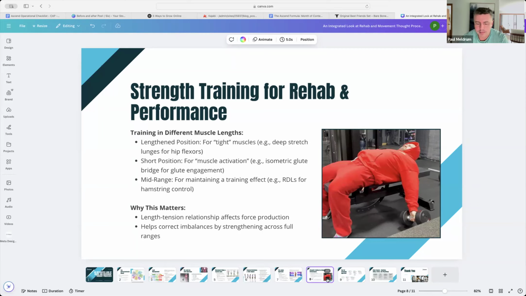With ATG, their whole thing is literally looking at this. All their exercises, like lengthened position for tight muscles, all their front foot elevated split squat stuff, and other exercises basically work here. They do a whole bunch of muscle activation stuff. They do a lot of 45-degree back extension work because that trains the back and the glutes in the short position. And mid-range they don't really do a ton of that. So this method fixes the length-tension relationship across force production and corrects imbalances by strengthening across full ranges.